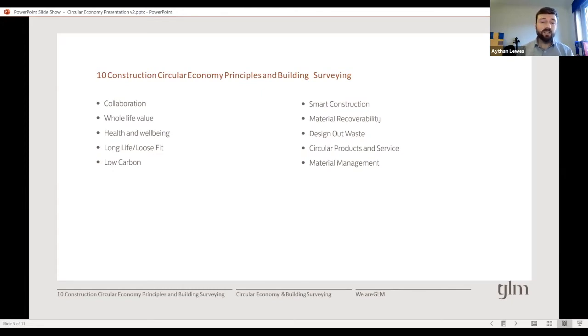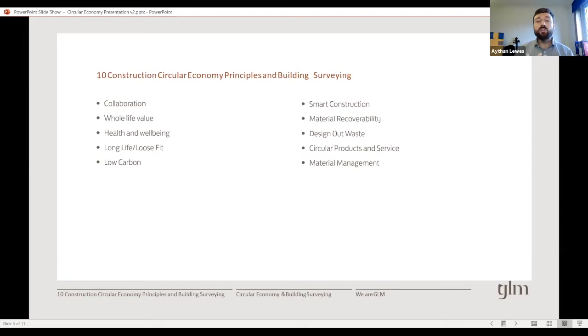Material recoverability. As building surveyors, we can be as blind to this as anyone at specification stage. But once in use, we can tell you if something like a cavity barrier is accessible or not, because we're typically having to maintain it. By the way, if your cavity barrier comes to the end of its life at 15 years, but your monolithic facade lasts for 50, you might want to reconsider your design. We have seen that. Design out waste.